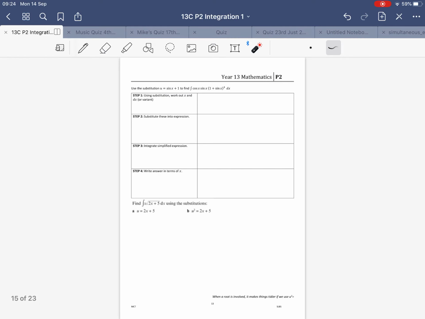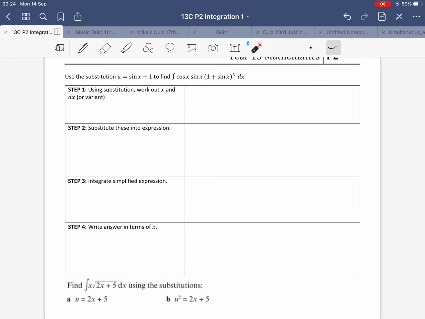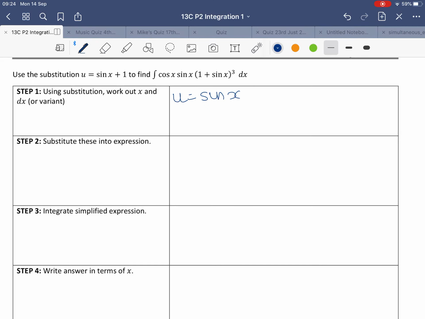Let's do another one. We've got u equals sine x plus 1. You can see how that would be a useful substitution here. We're going to start off by taking u equals sine x plus 1 and differentiating it. So du dx equals cos x.